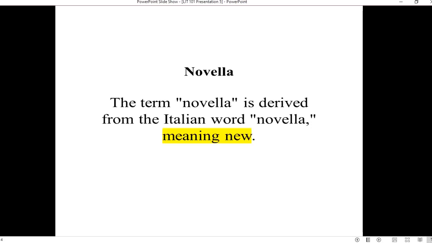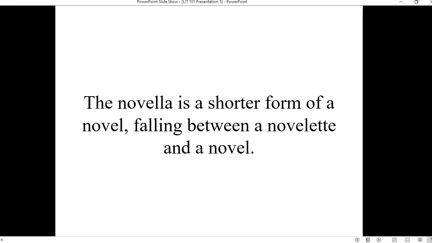The word novella originated from the Italian word novella, which means new. And if you are familiar with the word novel, you will see that one of the contexts for describing the word novel is something new, a novel concept, a new idea, a new thought. So that can be extended to the word novella. That is why the novella as a type of prose fiction is described as a shorter form of the novel, falling between a novelette and a novel.